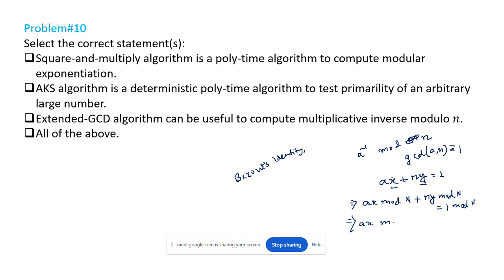That implies that ax mod n is equal to 1 mod n, and that implies that x is the multiplicative inverse of a, because ax is congruent to 1 modulo n, right? So this is how, by applying the extended GCD algorithm, you can compute the coefficient values x and y, and you declare x to be the multiplicative inverse of a. So all of the above statements are correct.